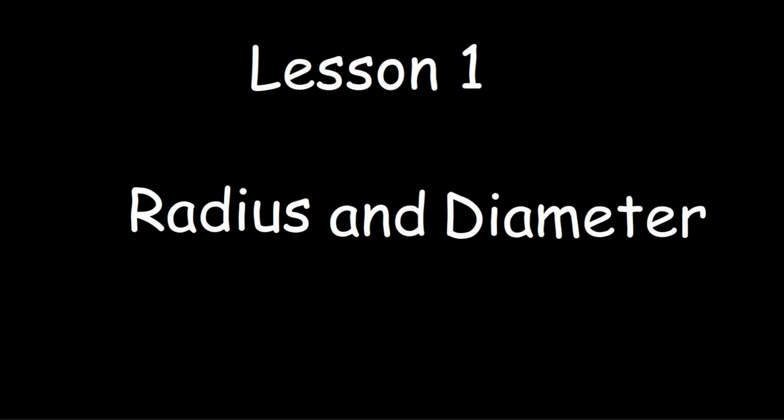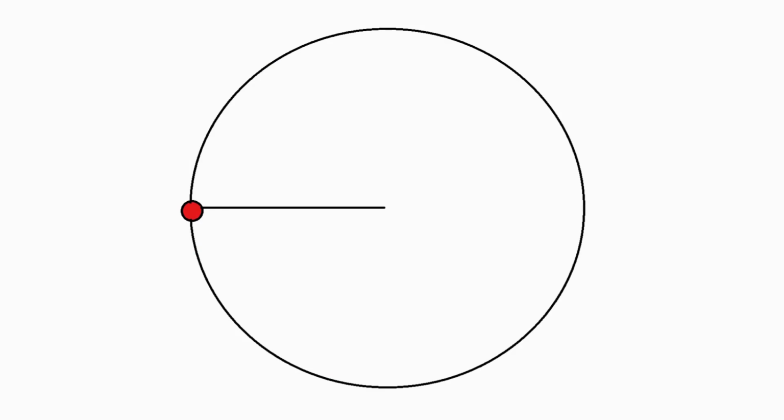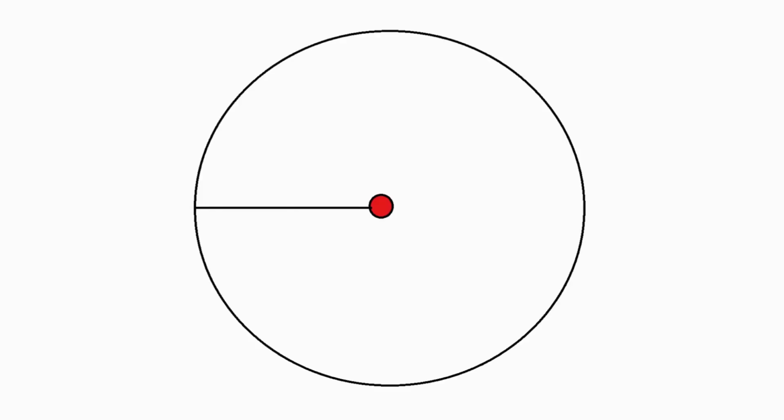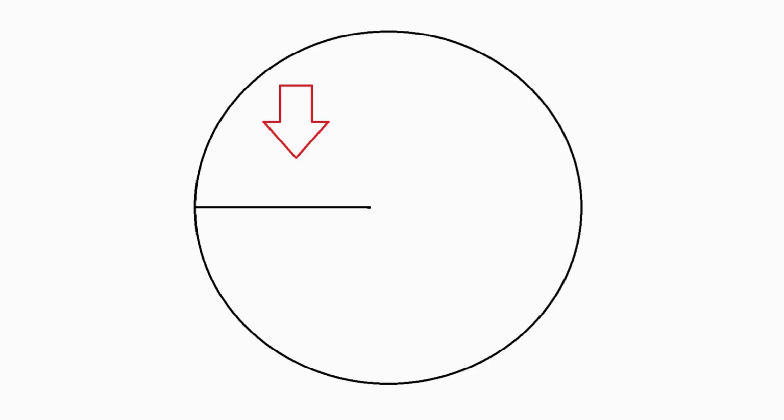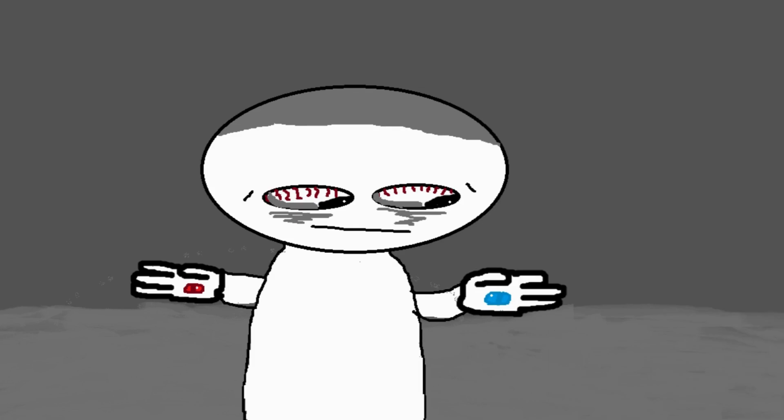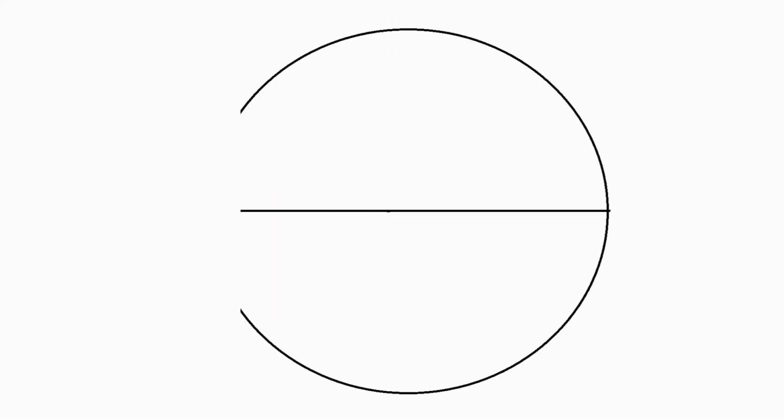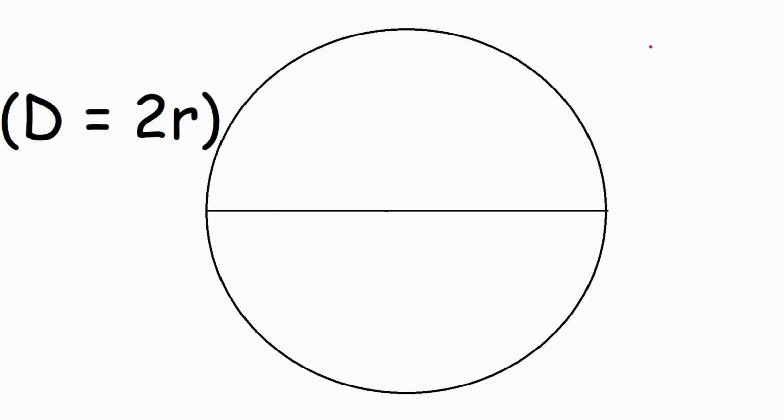Lesson 1. Radius and diameter. The radius of a circle is the distance from any point on the circle to the centre of the circle. In simple terms, it is the line you will see from the side of the circle to the centre of the circle. On the other hand, the diameter of a circle is twice the radius.